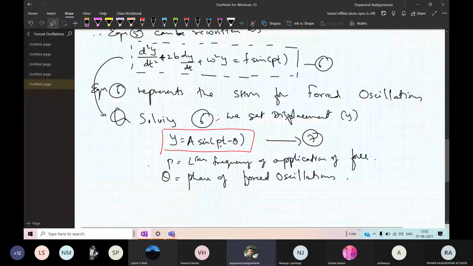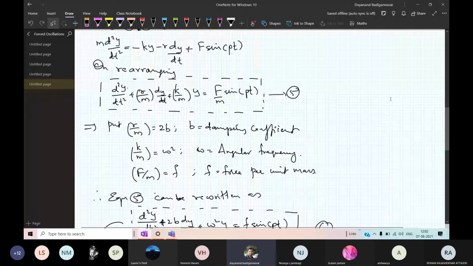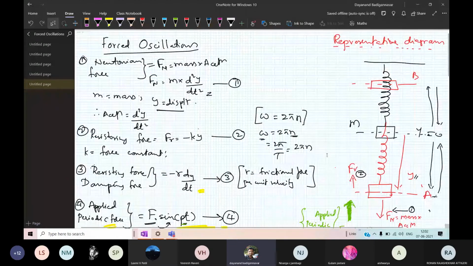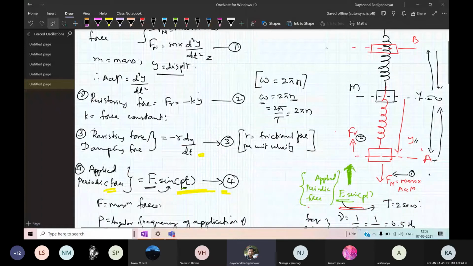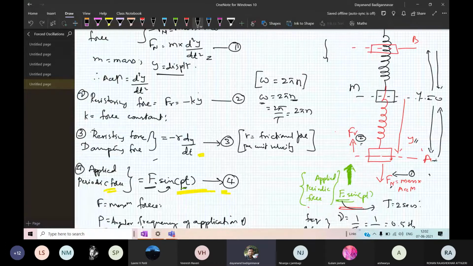If you go for the theoretical part, here I have a spring mass system. The spring mass system is oscillating with the help of the restoring force and the applied force Fn. It is oscillating between A and B. After some time, it is going to die because of the damping force that is existing. Once the damping takes place, the oscillations will die off after some time.